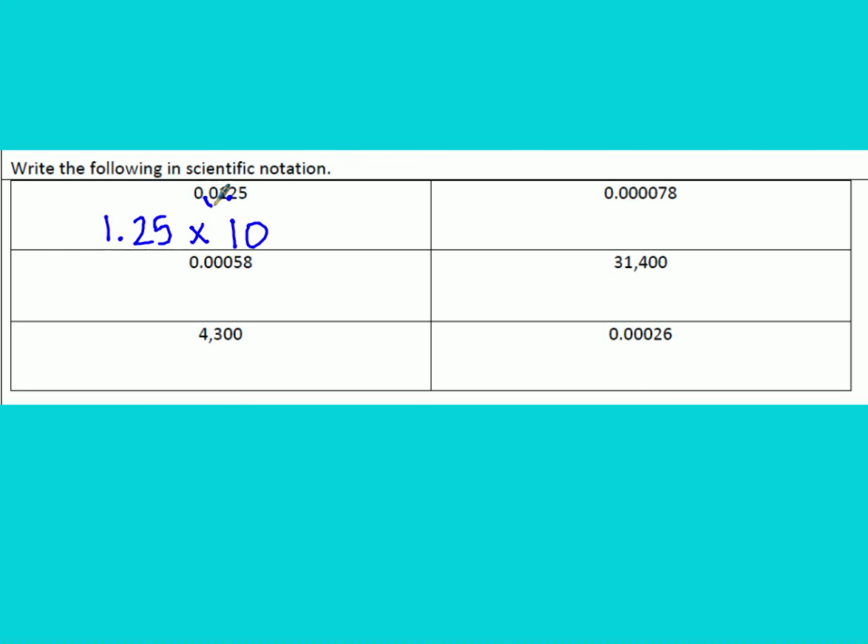We're going to count and see how many loops it took. We needed to move 2 spaces. But our last decision is, okay, was this a small number or a large number? This number was less than 1. It was not greater than 1, which means we are going to need a negative exponent. So 1.25 times 10 to the negative power here is going to give us our final answer to write this number in scientific notation.